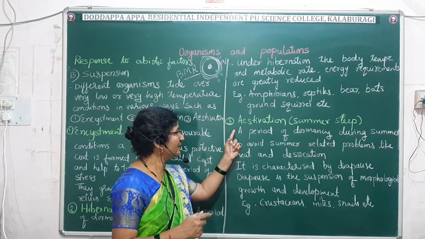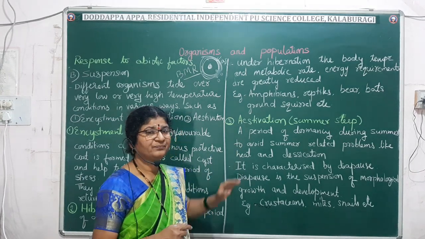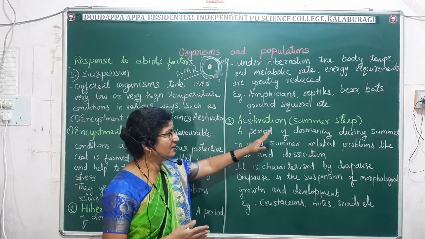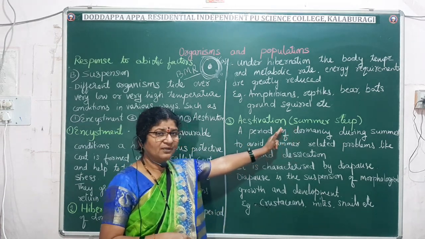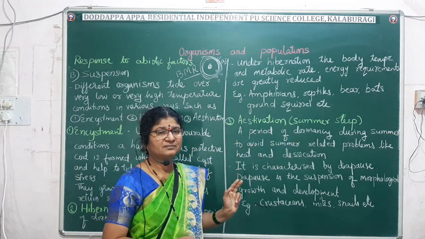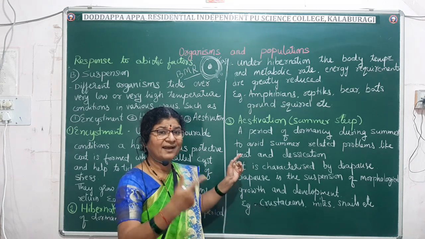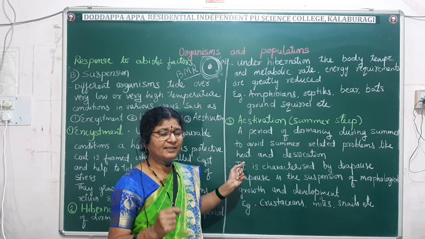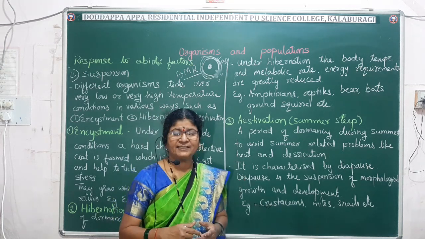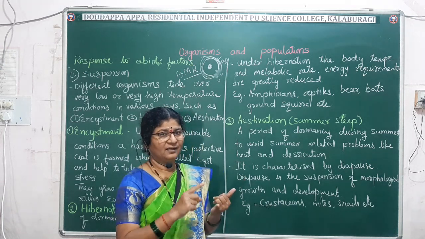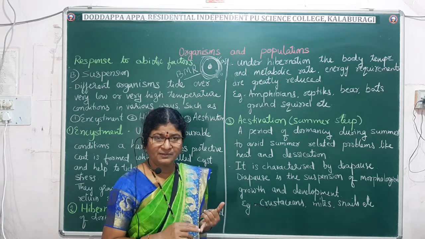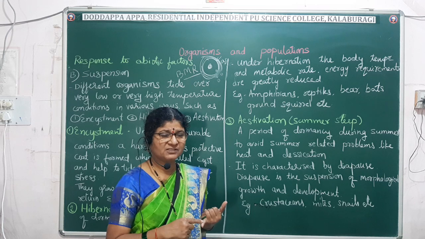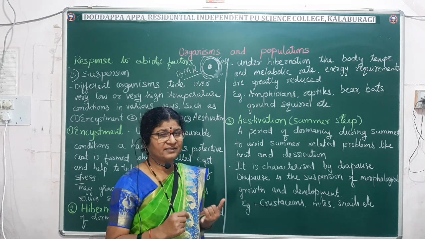The next, third process is the aestivation. Aestivation is generally called summer sleep because some of the animals will not tolerate the high temperature of the summer. Just to avoid the summer related problems. What will be the summer related problems? Mainly the high temperature which is not tolerable by the organisms and the loss of water from the body through the sweat. That is desiccation.